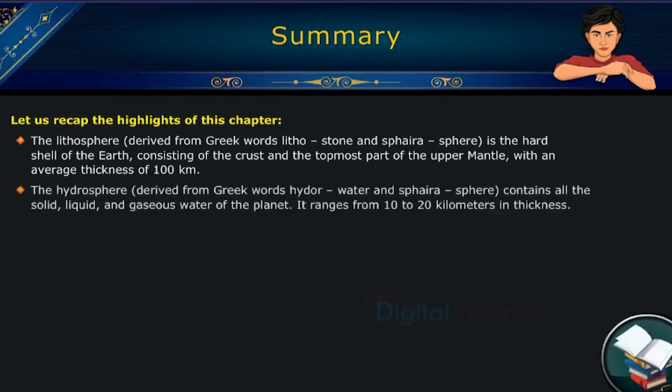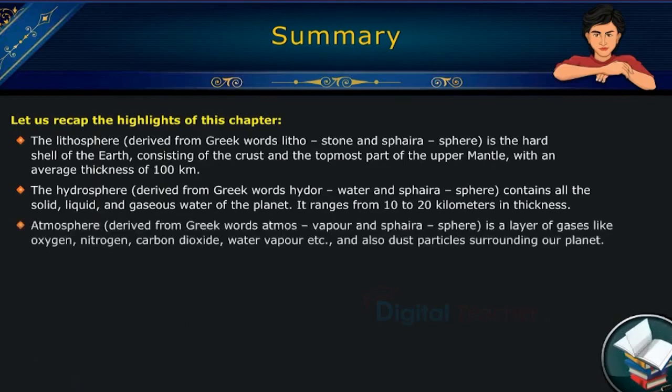The hydrosphere, derived from the Greek words hydro, water, and spira, sphere, contains all the solid, liquid, and gaseous water of the planet. It ranges from 10 to 20 kilometers in thickness.